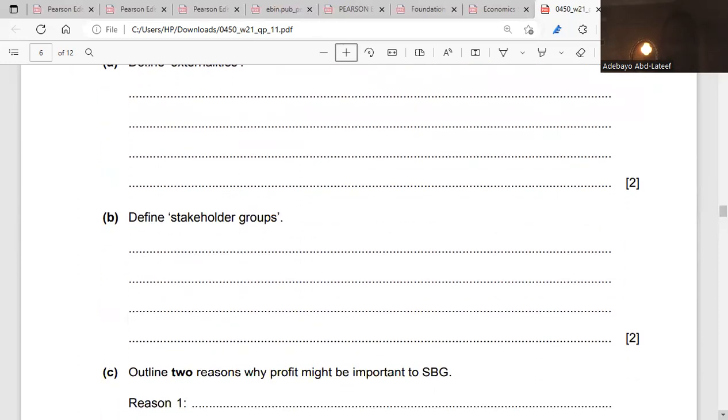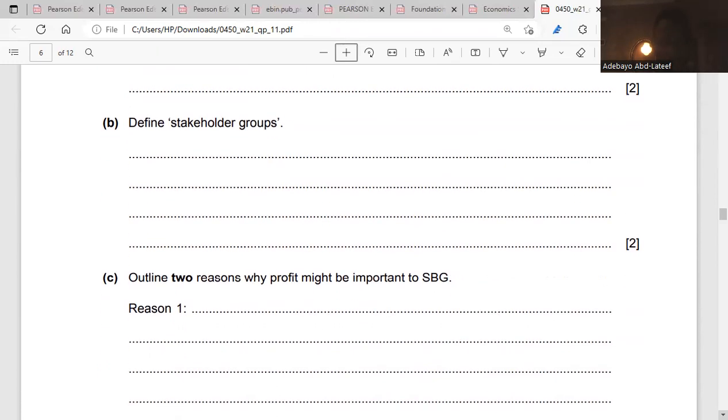We define stakeholder groups. We're talking about different groups or individuals that have interest in the business activity or the performance of a business. They are stakeholders. Examples of stakeholders are employees, the community, government, bank, investors. These are shareholders, I mean. They are all stakeholders. Okay.